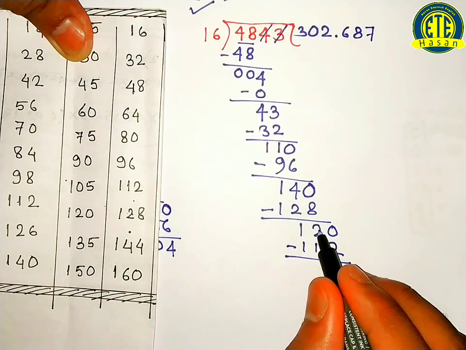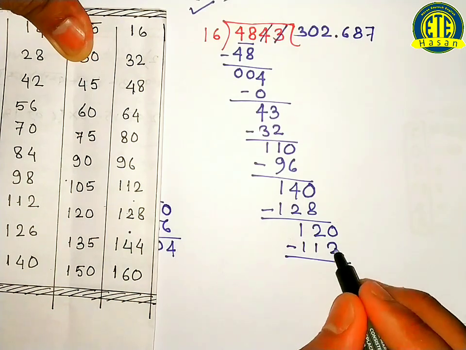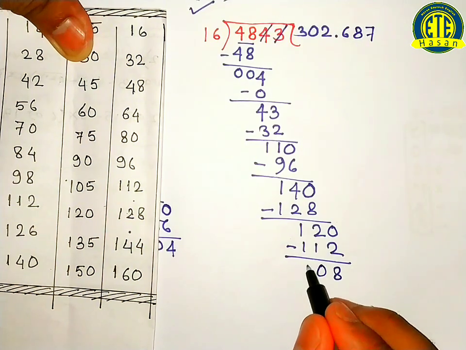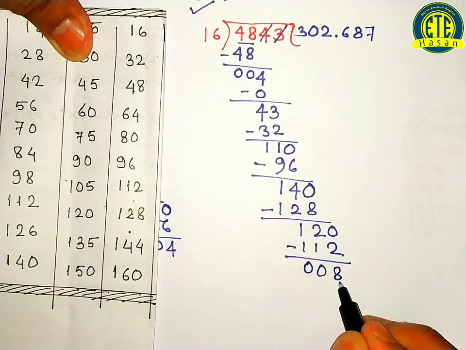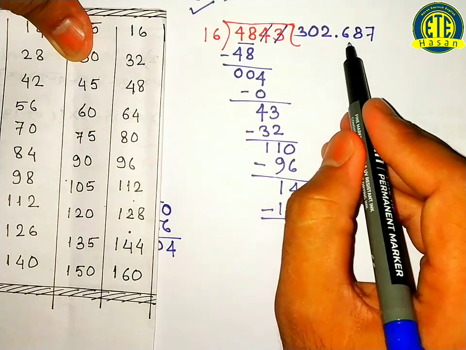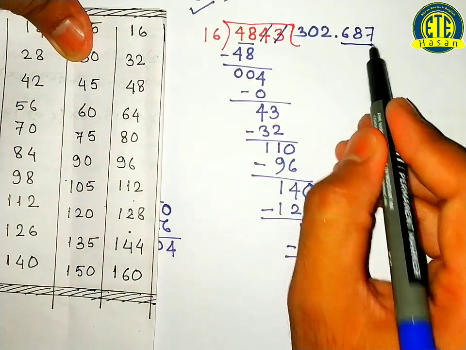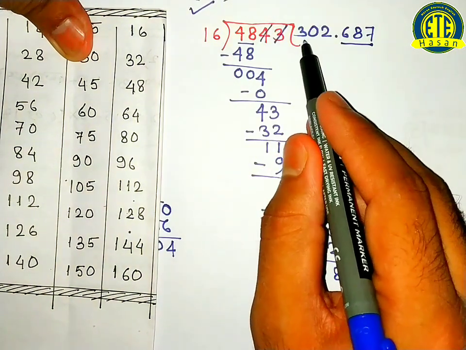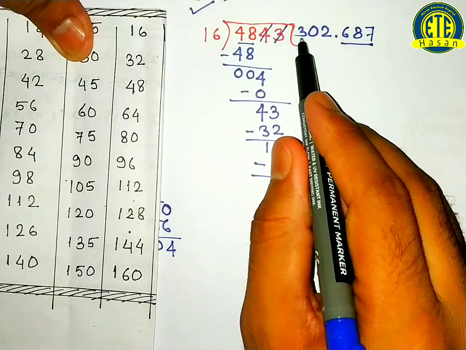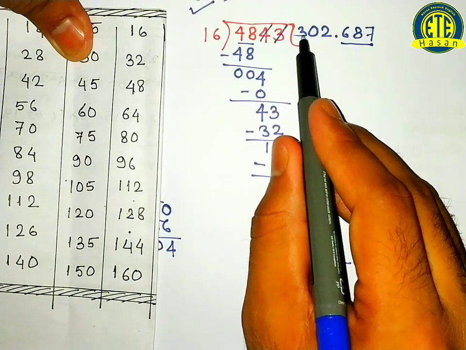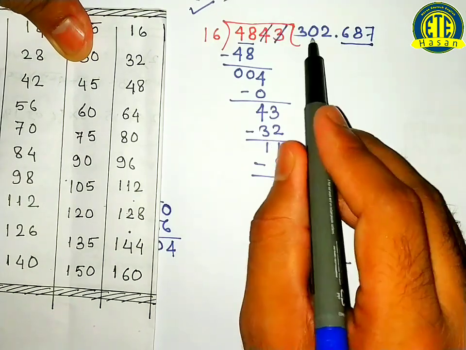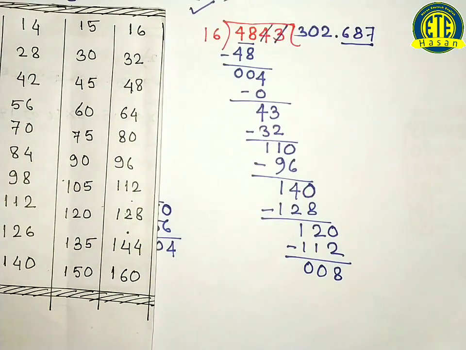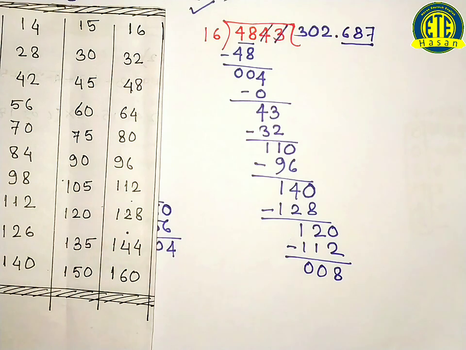0 minus 2, so this 2 will give 1 carry here. 10 minus 2 will be 8. 1 minus 1 will be 0. 1 minus 1 will be 0. Here again we get 8, but no problem, we have to find out 3 decimal places. Here is the 3 decimal place, then our answer is okay. So the answer to our question is 302.687. Okay, did you get what I am trying to say?